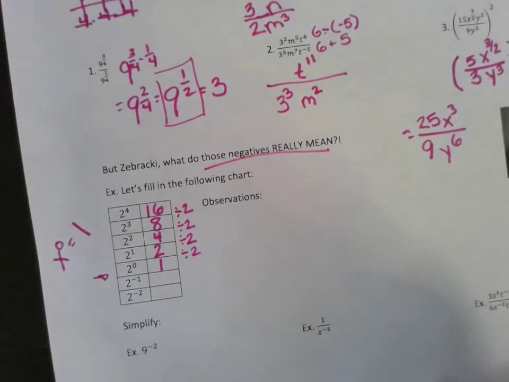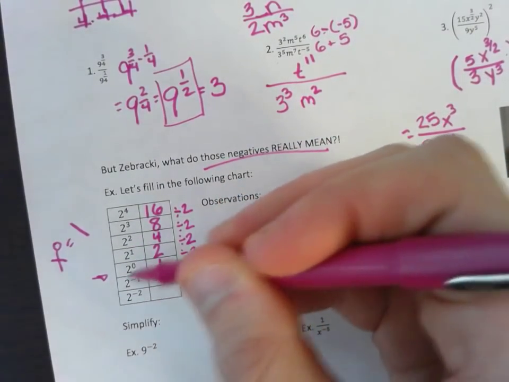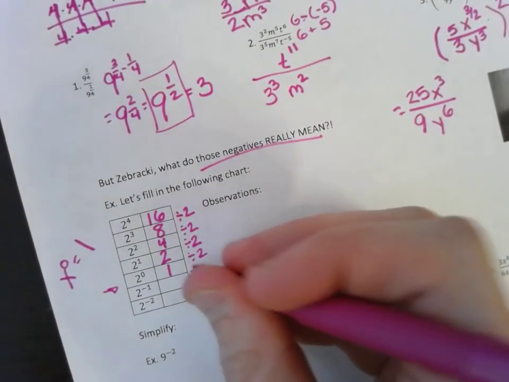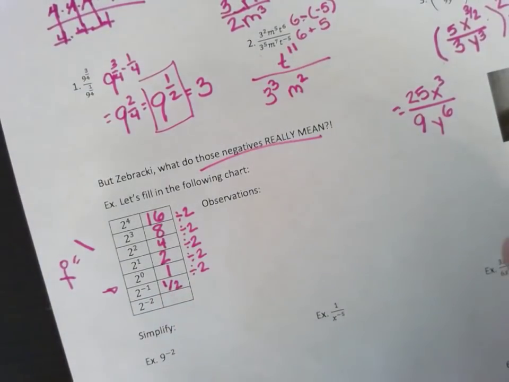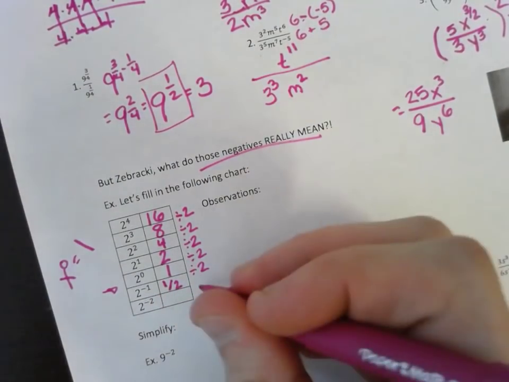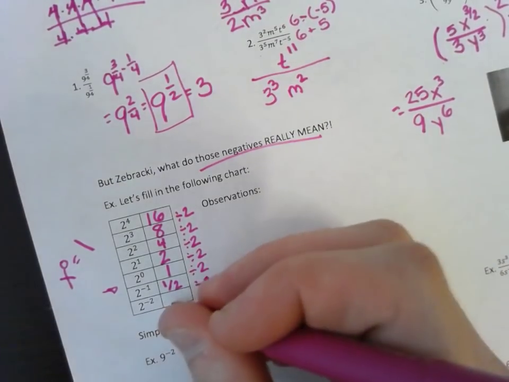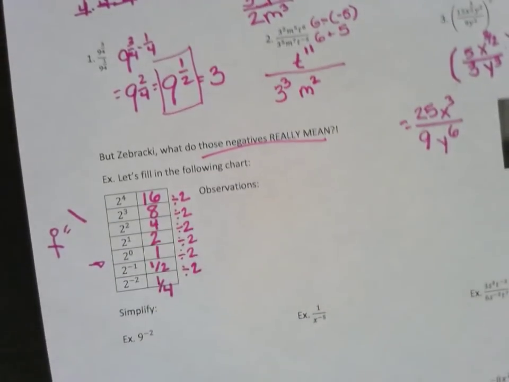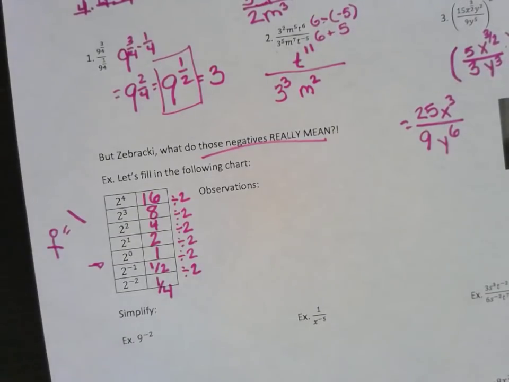If I keep following this pattern, as you can see, we're decreasing our exponents by 1, and we're starting to get into the negative exponent range. So pay close attention. If I keep following this pattern, if I divide by 2, 1 divided by 2 is 1/2. If I divide by 2 again, 1/2 divided by 2 is 1/4. So you're probably wondering, like, Mr. Z, what's going on? I'm not really understanding it.